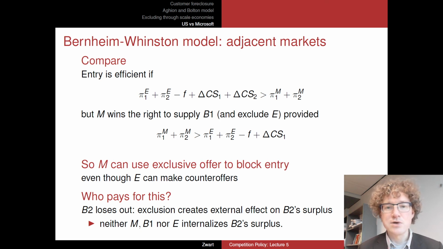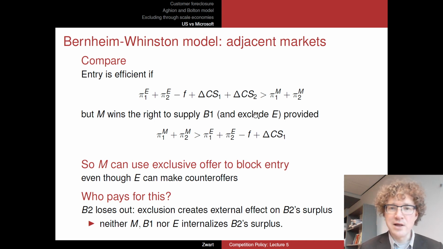So can M use an exclusive offer to block entry? Well, as long as this condition holds, yes, they can. But doesn't this condition fly in the face of the fact that entry is efficient? Well, if you compare these two, there's one thing that's missing in the second one. And what's missing here is this delta CS2. So this is the additional surplus that the future buyers will have from the additional competition in the future market for the operating system. As long as that's large enough to tip the balance from this inequality to that inequality, if that's sufficiently important in this welfare contribution, then indeed we might have that the total profits that M can make under exclusivity are sufficient to keep E from making a counteroffer so attractive that it can win over B1.